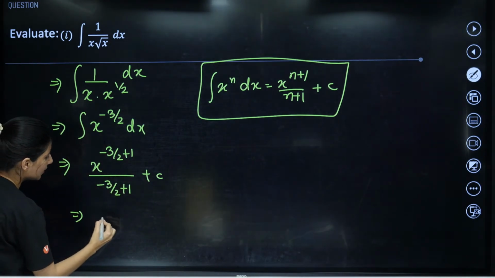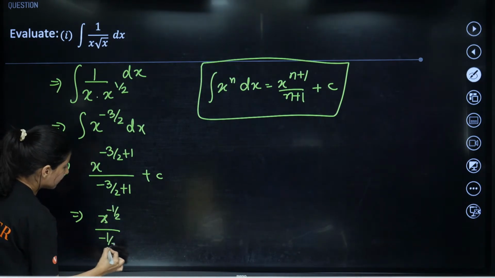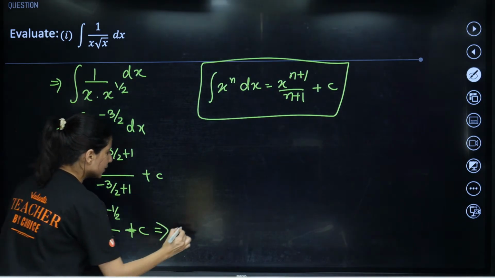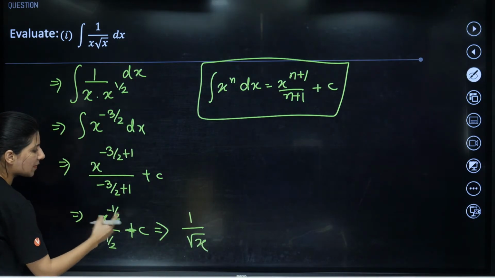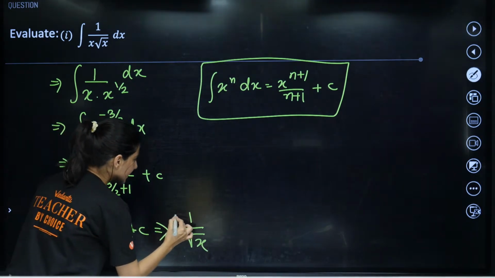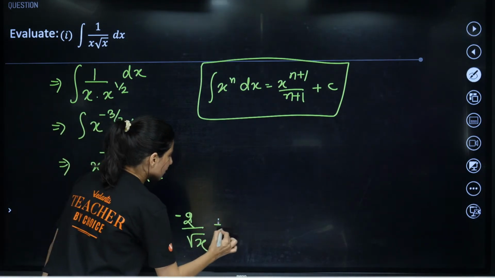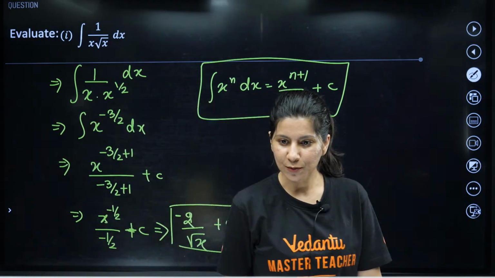Now minus 3 by 2 plus 1 will be x raised to power minus half upon minus half, plus constant. So this is going to be finally equal to 1 upon root x, because x raised to power minus half is 1 upon root x, times minus 2, because this 2 will go up, plus constant. So this is the final answer. Let me know.